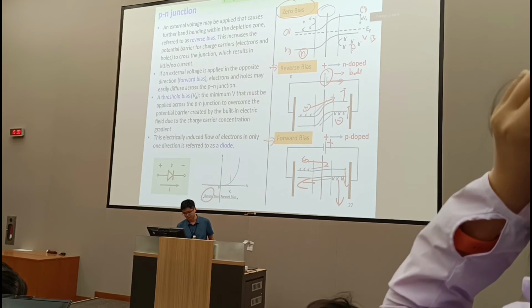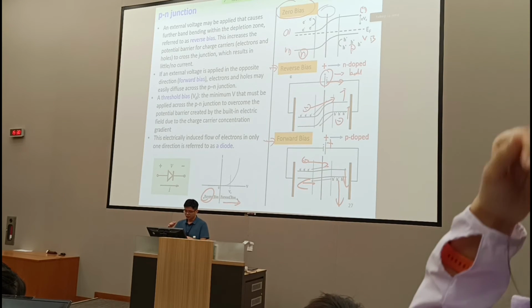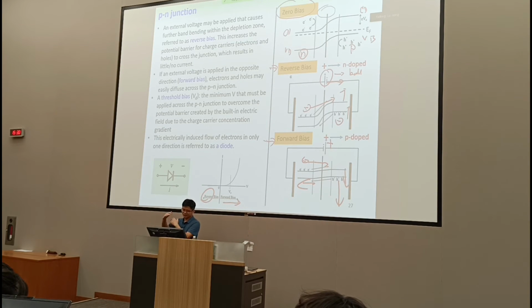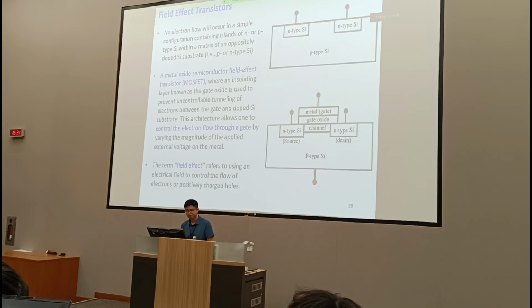So this is reverse bias, no current. Forward bias, you have to keep reducing until the barrier is small enough for the electrons to cross. You have the threshold voltage, basically the minimum voltage that must be applied across the p-n junction to overcome the intrinsic built-in electric field, so you can turn on the current. So this is the so-called diode behavior when you have a p-n junction, right? Depending on your voltage and polarity, electrons can only flow when the bias is right.